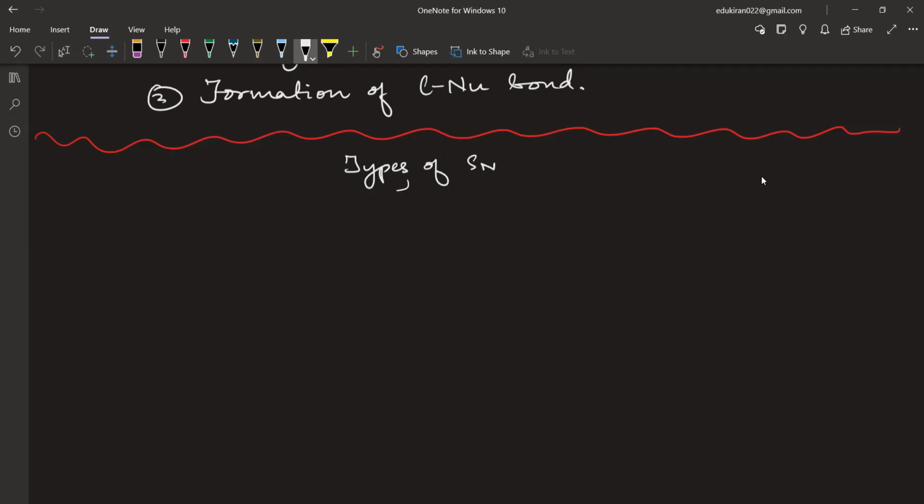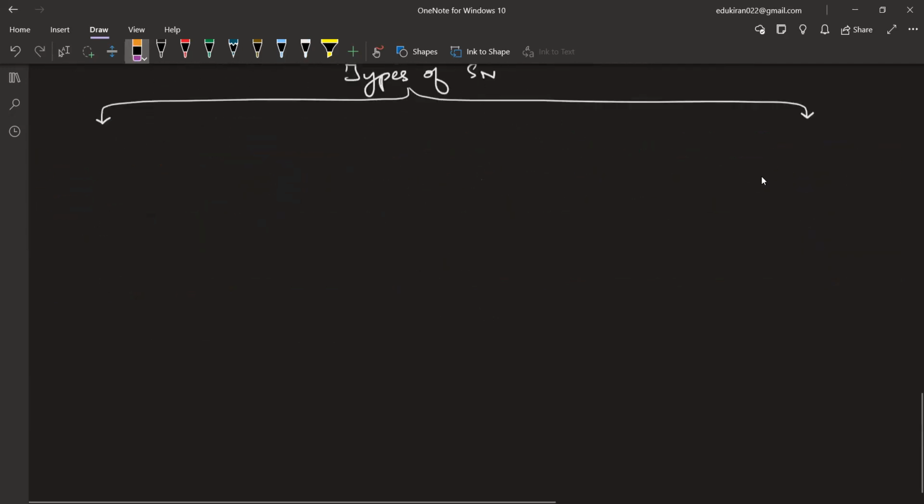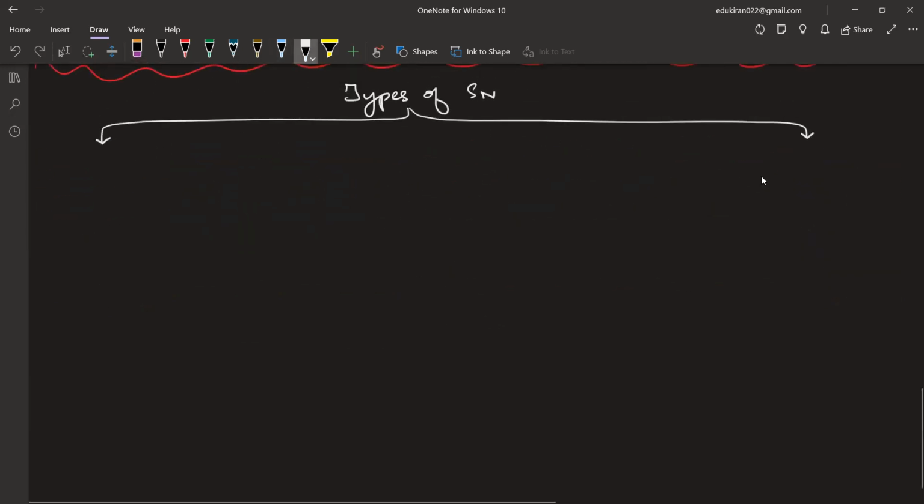Okay. Now, there can be two different ways in which this reaction can happen, right? Since we have two different things happening: cleavage of the C-X bond and formation of the C-Nu bond. That means we can do these two things in one step or in two steps, right? So let us write SN in two step. And there can be a way in which, no, don't write anything, okay? SN in single step, just listen. Okay, in two step and in single step.